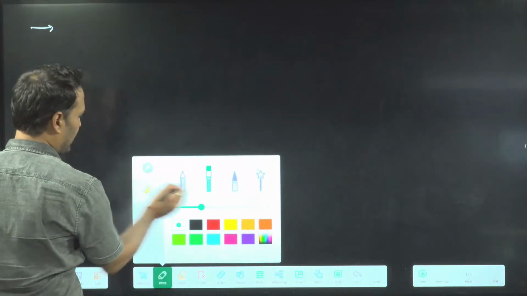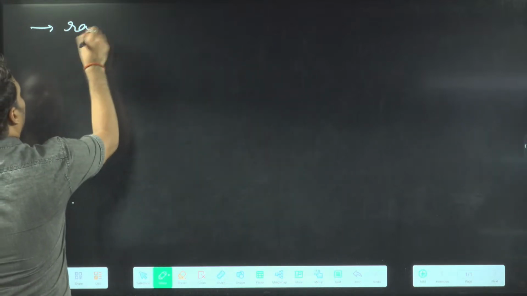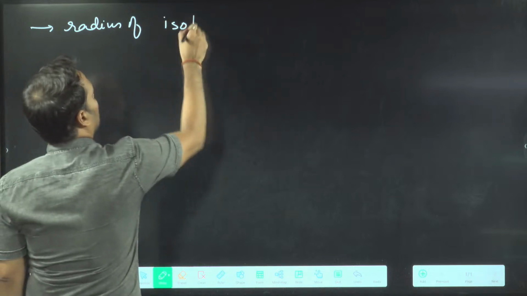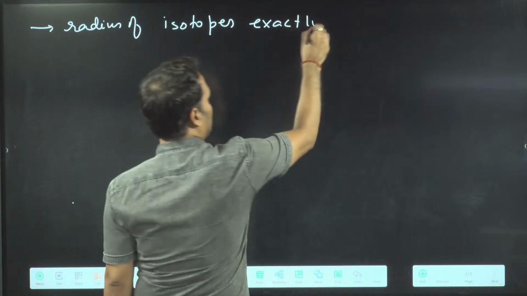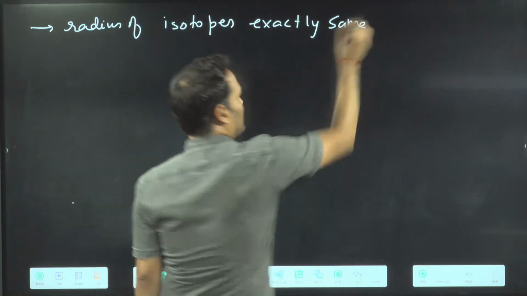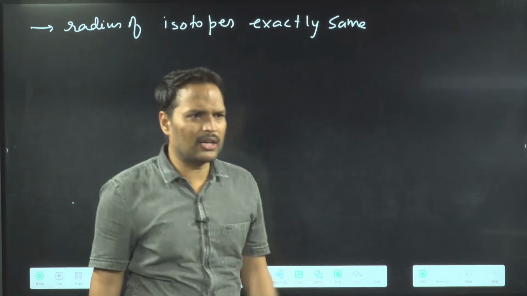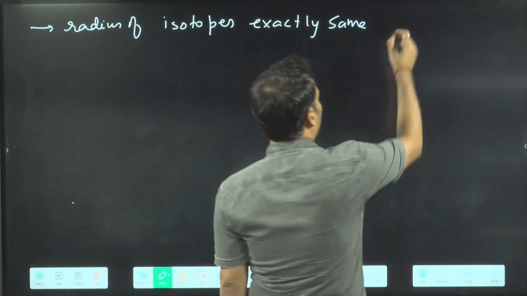Okay. So now you can put some point like, next point you can write, radius of isotopes. Radius of isotopes exactly same. This is a very important point which we should keep in mind. Generally, it is not asked. Very rare questions are there. One previous year question is there. That's why we are studying it.